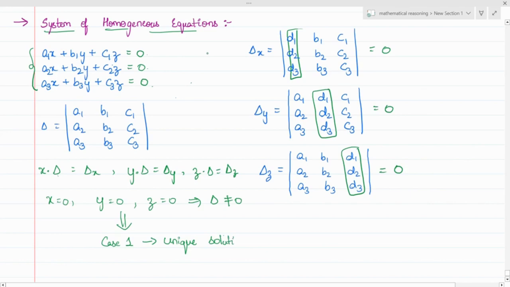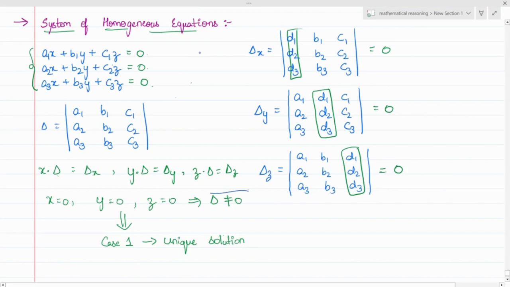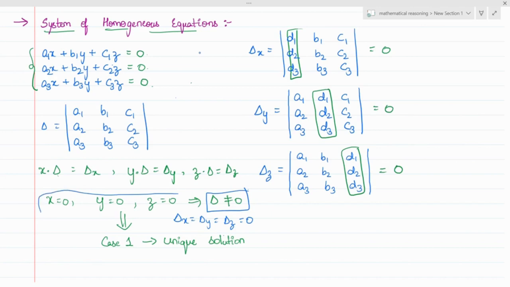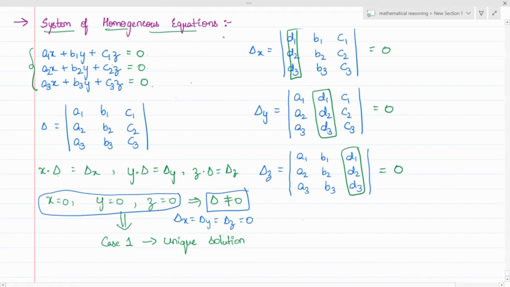So if a question asks for a unique solution, then we can use that delta is not equal to 0 and delta x, delta y, delta z are equal to 0. Hence, x, y, z are equal to 0. And the next case is case 2. Here, no solution can't be a case because we have a unique solution compulsorily. So how can these equations have a no-solution case? So case 2 is infinitely many solutions.